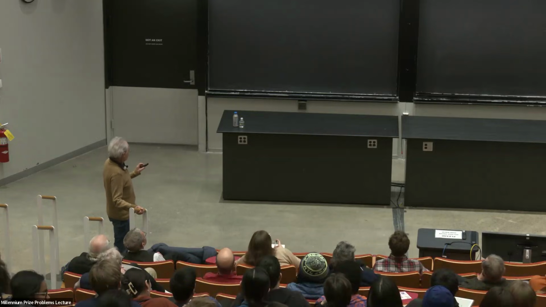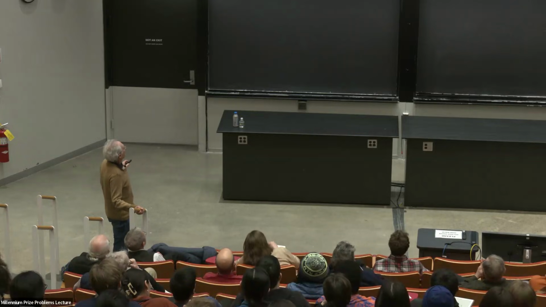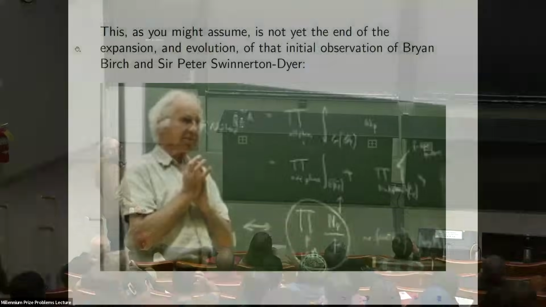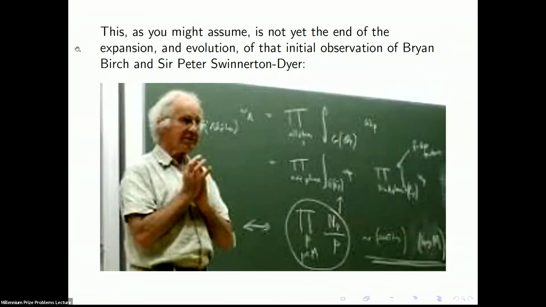What we see here circled is the very beginning of the story, NP over P. And as I write up there, this is not yet the end of the expansion and evolution of that initial observation of Birch and Swinnerton-Dyer. Okay, and I'm happy that at least I have time for questions.